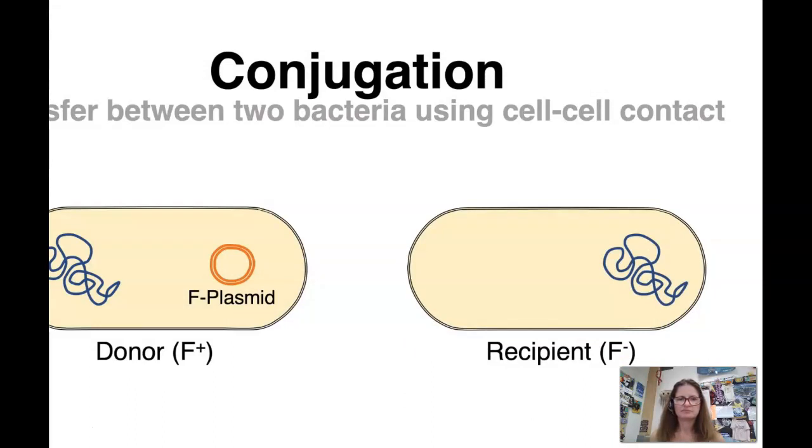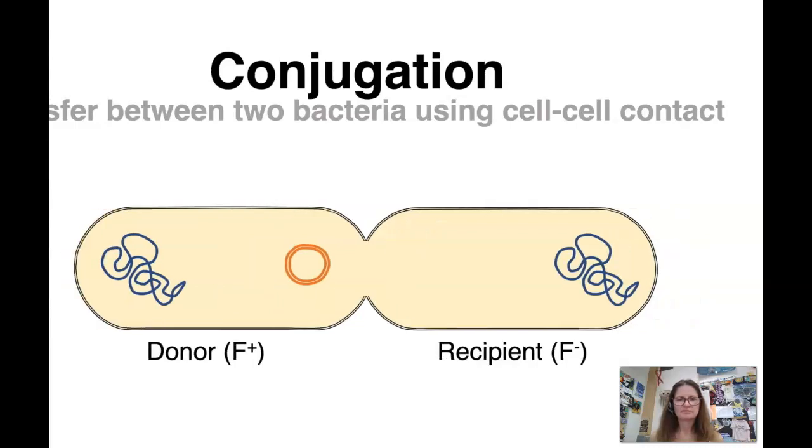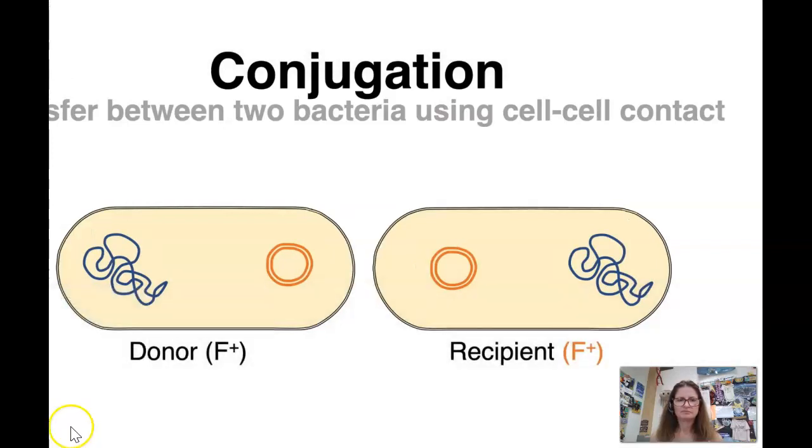F positive cells are able to form an extending structure reaching out to neighboring cells. This extension is referred to as the sex pilus. This protein tube attaches to the recipient cell and brings the cells together. One strand of the plasmid DNA passes via a channel from the donor to the recipient. After replication, the double-stranded DNA is present in both cells. In this case, the recipient also contains the F factor after transfer. From now on, it can also be considered F positive.